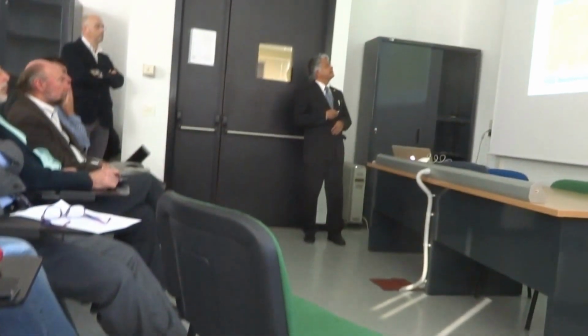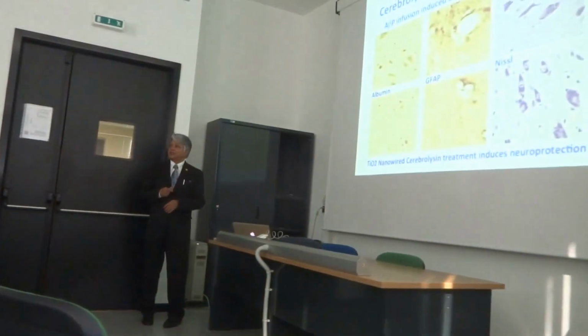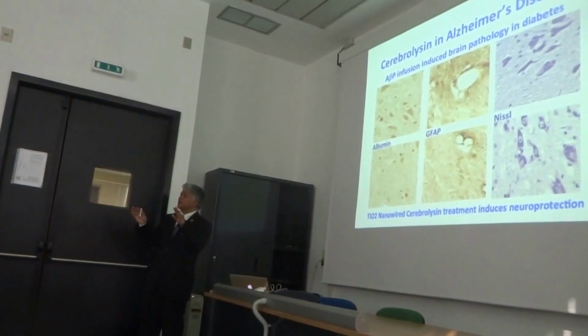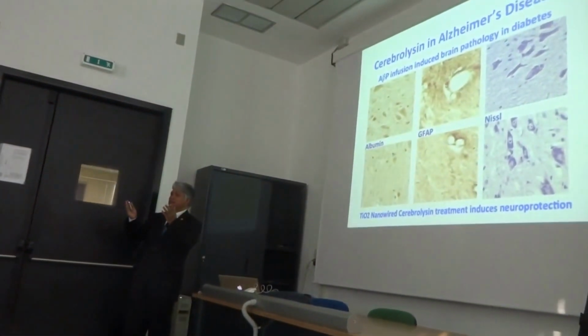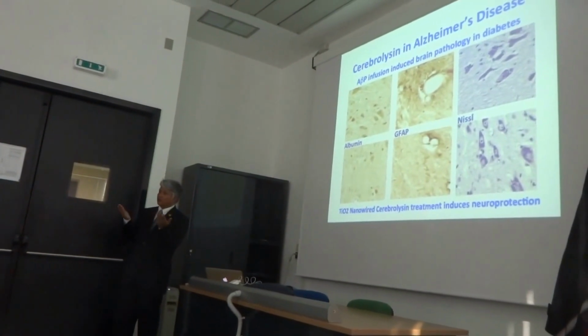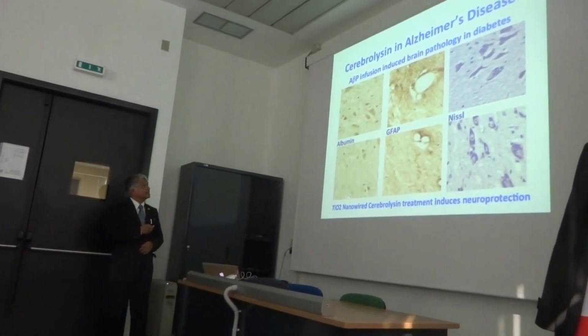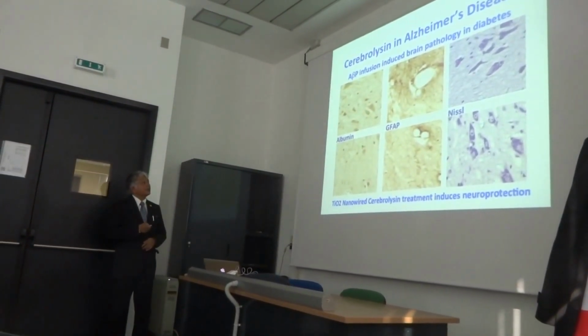Around the vessel, this is leakage of albumin in the cortex, indicating disruption of blood-brain barrier breakdown. Albumin means you have no extra tracer. In blood you have lots of albumin, and that is leaking by itself. And here is the neuronal damage.